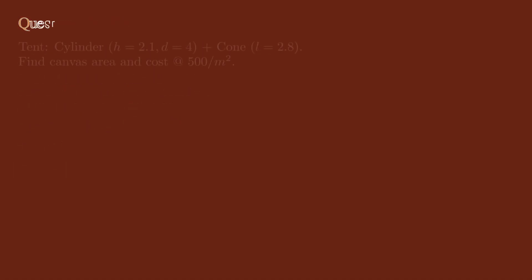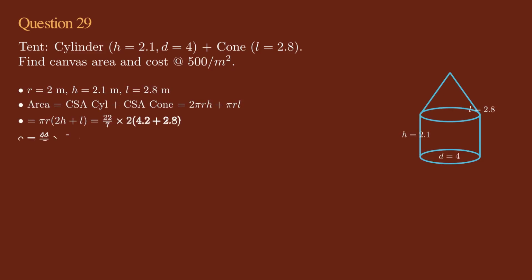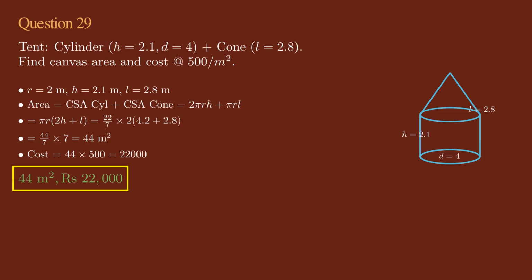Question 29. A tent is in the shape of a cylinder surmounted by a conical top. Find the area of canvas used and the cost. The radius is 2 meters. The total area is the curved surface area of the cylinder plus the cone. Using the formula 2 pi rh plus pi rl and substituting values, we get 44 square meters. Multiplying by the rate of 500, the total cost is 22,000 rupees.